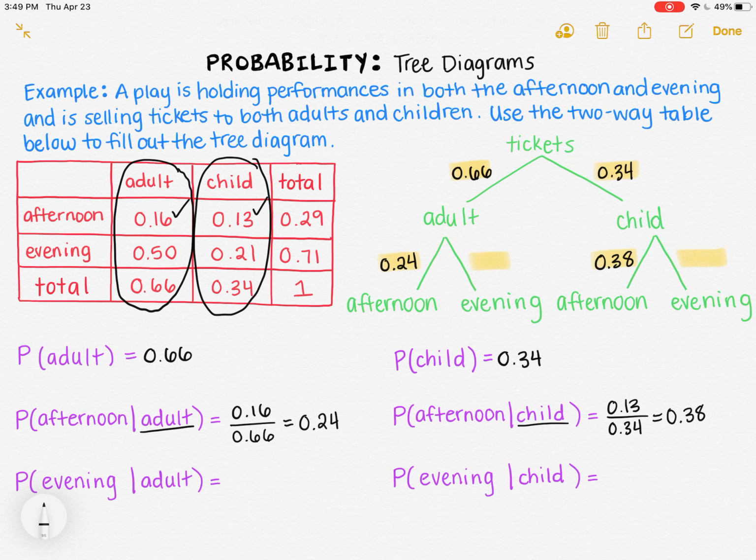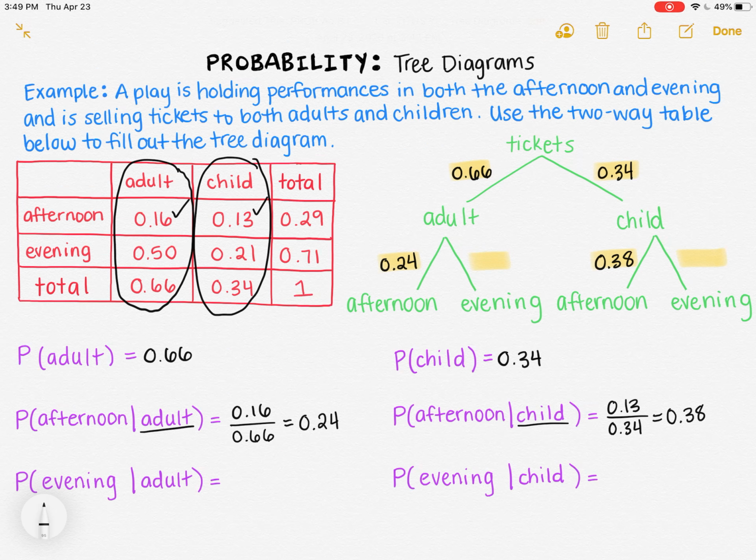This we can do actually a lot easier than the circle and check method. Since we know that every single adult ticket needs to be either for the afternoon or the evening, and we already know that 0.24 of the tickets are for the afternoon, then all of the remaining tickets must be for the evening. There's no other possibility for the tickets.